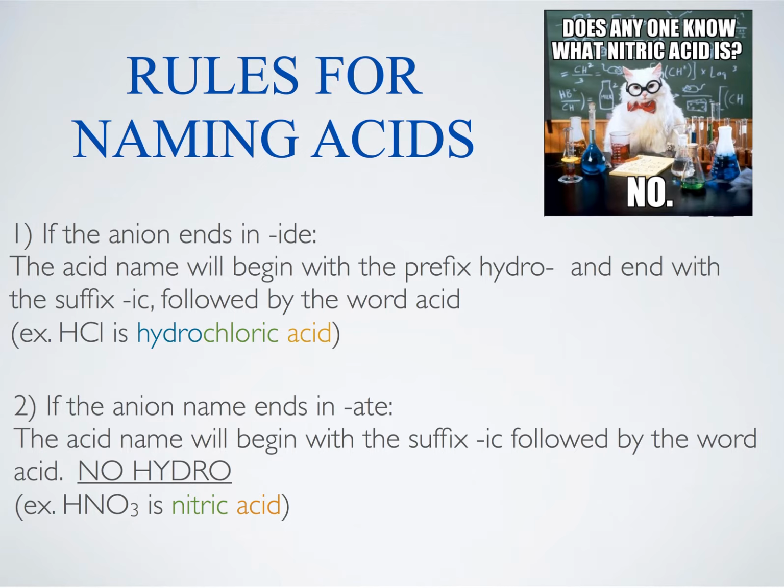If you have an ending that ends in IDE, you change that ending to IC. So IDE to IC, and you also add the prefix hydro. This is used whenever you have a hydrogen bonding to a regular element, like the chlorine example here, or maybe bromine or fluorine. So this is hydrochloric acid, this would be hydrobromic, and hydrofluoric.